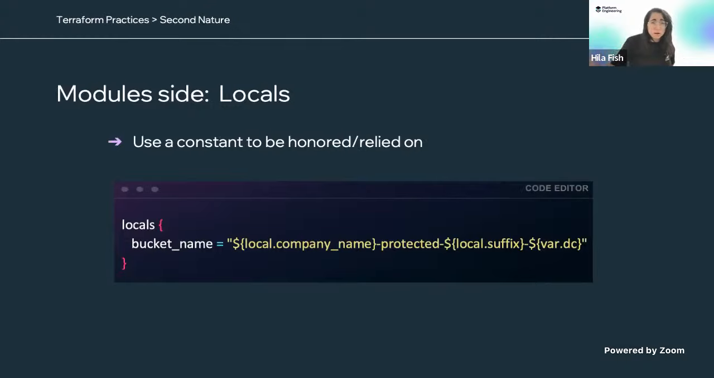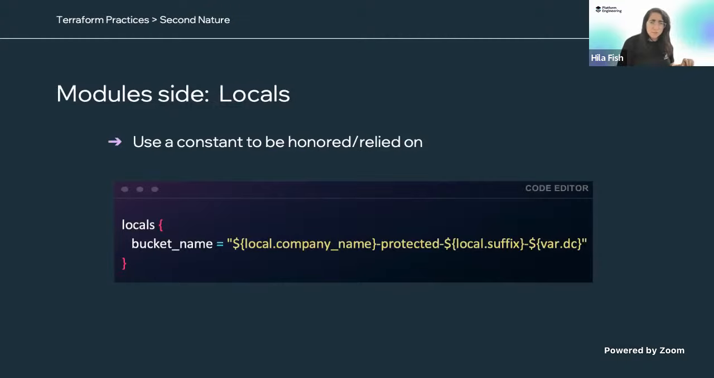And in regards to locals, you should consider it as a constant to be honored or relied on. So for example, if we have a module to create S3 buckets, I can set up a naming convention for the buckets and have them all in the same naming convention and set it in locals. And then everyone that uses this module is bound to that naming convention, which is a good thing. We want to bind it to have a structure of the buckets to make sure we know exactly which buckets are ours, etc.